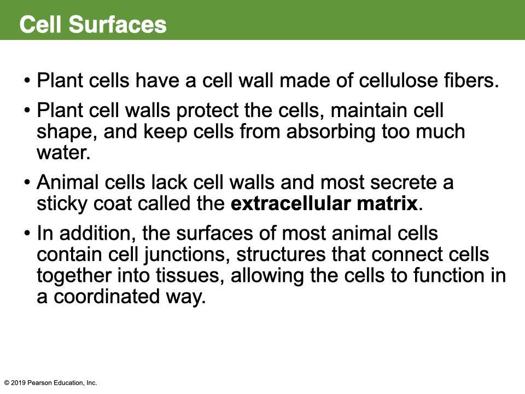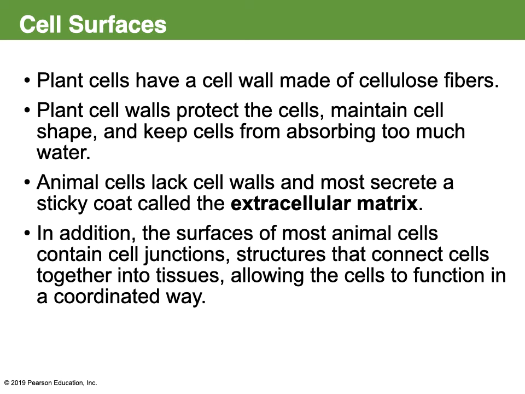Now, animals don't have cell walls. And most hold together by a sticky coat called the extracellular matrix. So whereas plant cells are sort of built sharing cell wall components, and they're sort of built as little blocks, think of like blocks in a wall, animal cells are just sort of glued together. They don't have quite that same structure.